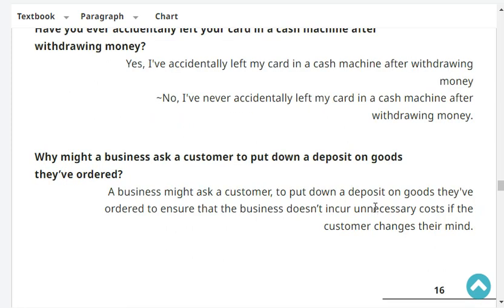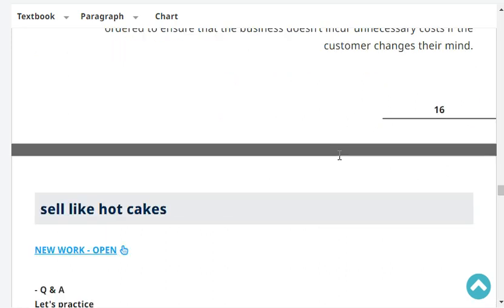Very good. Why might a business ask a customer to put down a deposit on goods they've ordered? A business might ask a customer to put down a deposit on goods they've ordered to ensure that the business doesn't incur unnecessary cost if the customer changes their mind. Very good.